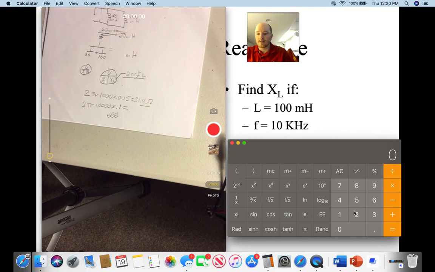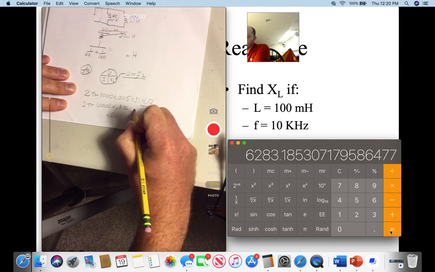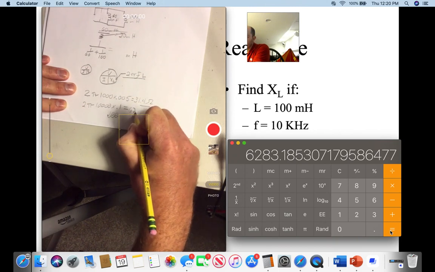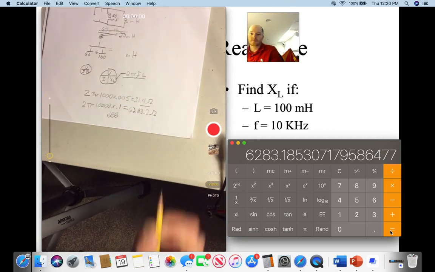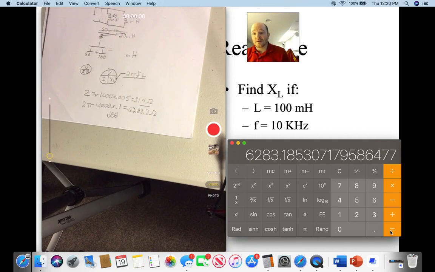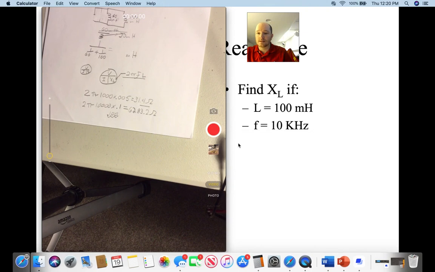Let's go ahead and type this in. 2 times pi times 10,000 times 0.1 equals 6,283, and we'll just say 0.2 ohms. All right, very cool. This is how we calculate out X of L when these variables are known. Okay, so we'll go ahead and minimize this for now.